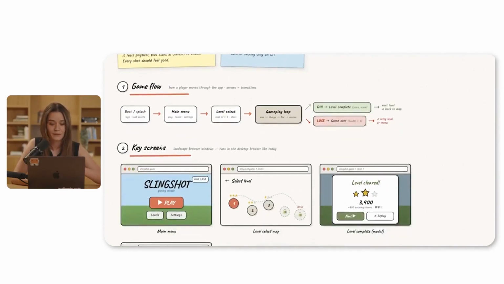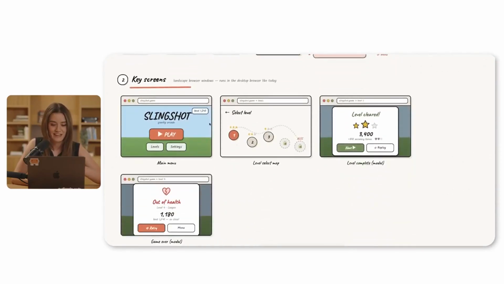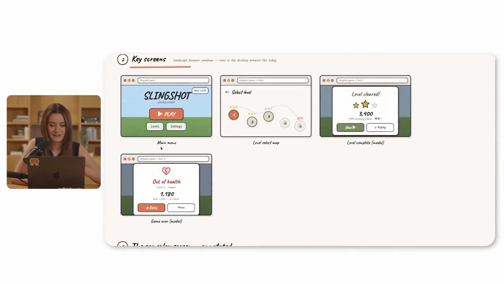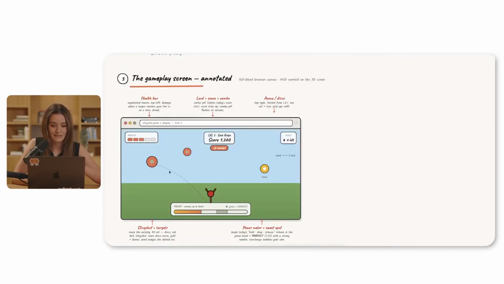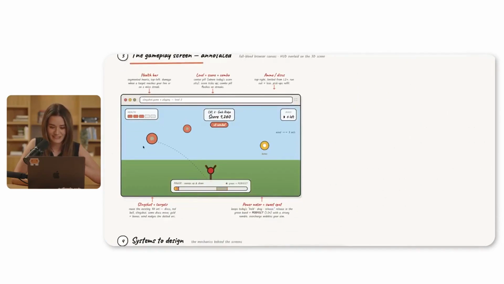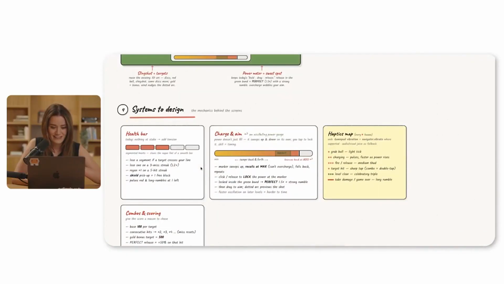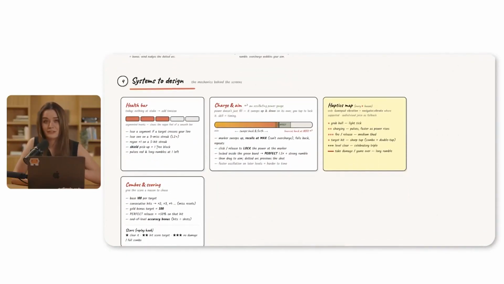So we have the game flow with a main menu. We have a level select, gameplay loop, all of this. Some more visuals that we want to add here. The gameplay screen, and this is all HTML. So this is pretty much already what we had here, but we have some health bars and also some systems to design. So we have the health bar here again, the charge and aim.